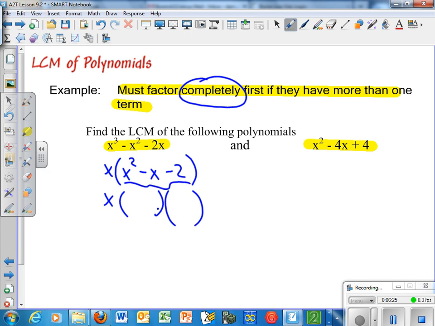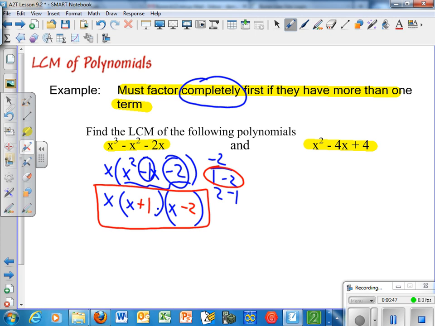This right here, trinomial, probably is factorable. X and x, I want factors of negative 2. Well, that's 1 and negative 2, or 2 and negative 1. And I want them to add up to negative 1. That would be this pair right here. So it's a plus 1 in one of the binomials and a minus 2 in the other. So here is the first one in factored form, or factored completely.